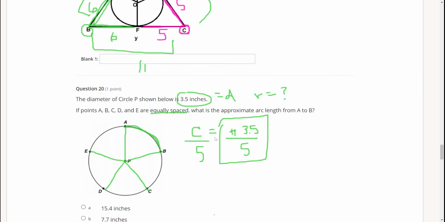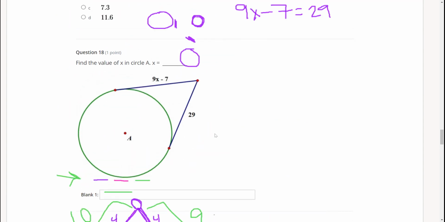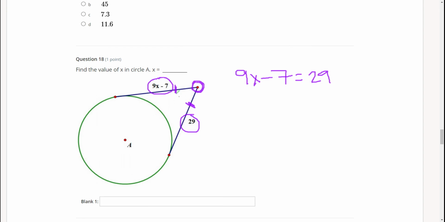Let's go look. If they look congruent, they probably are congruent in circles. So anytime you have a tangent that meets at a right angle, it touches the circle at one point. It looks like an ice cream cone to me. The sides of the ice cream cone are congruent. So we just set those equal to each other. 9x minus 7 equals 29.